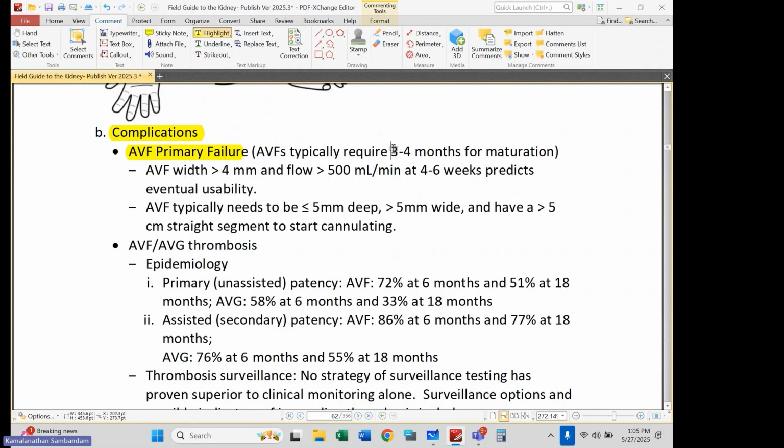Okay. The typical latency between the time the fistula is created and its readiness for use is around 3 to 4 months.